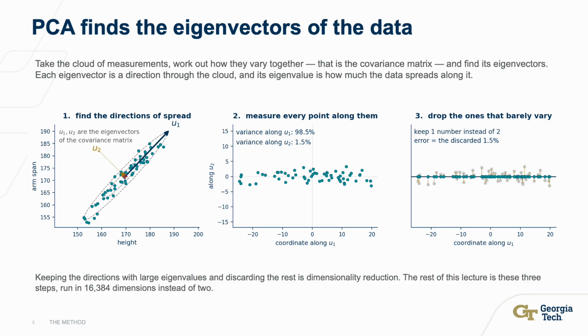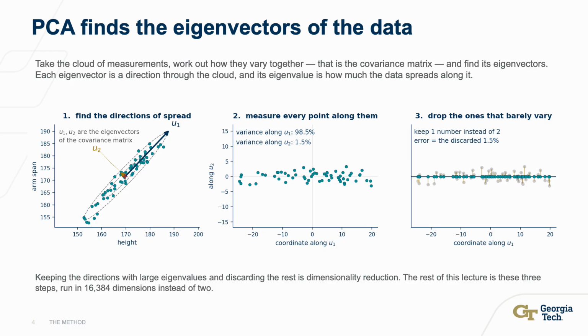Panel 2. Take those two directions as new axes and measure each point along them. Nothing has been lost yet. Two numbers went in and two numbers came out. But the numbers now say something different. The first coordinate carries 98.5% of the variation, and the second carries about 1.5%.